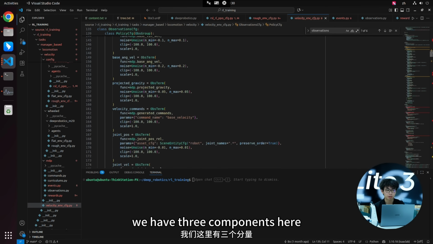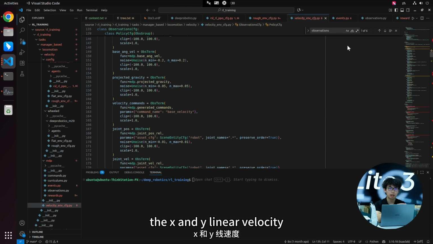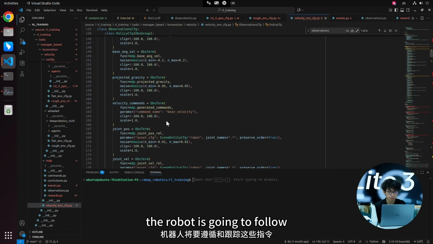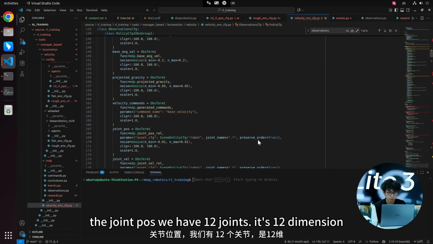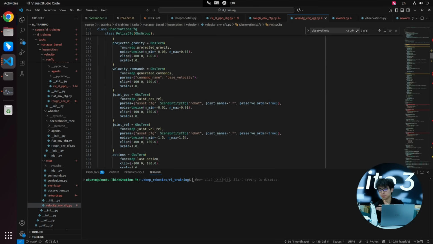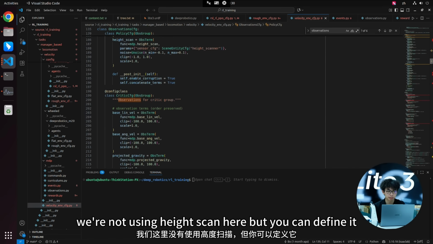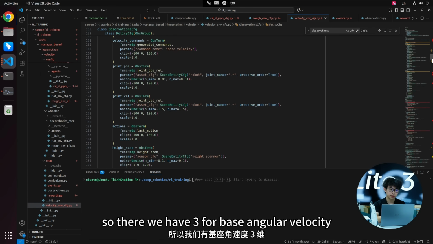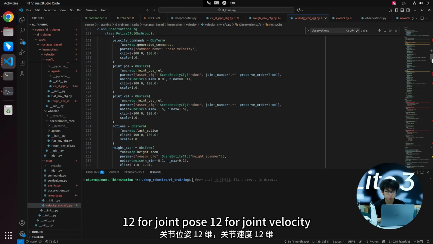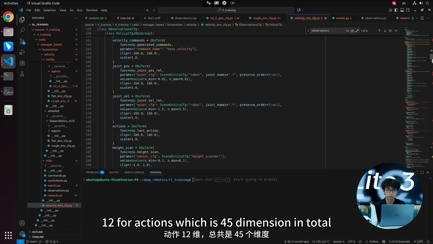And the velocity command, we have three components here: the x and y linear velocity and the angular velocity, and these three are the commands the robot is going to follow. It's going to track these commands. The joint pose, we have 12 joints, so it's 12 dimensions. Joint velocity, also 12 dimensions. Actions, which is the output desired joint pose of the robot, also 12 dimensions. And height scan, we're not using height scan here, but you can define it. So we have 3 for base angular velocity, 3 for projected gravity, 3 for commands, 12 for joint pose, 12 for joint velocity, 12 for actions, which is 45 dimensions in total.